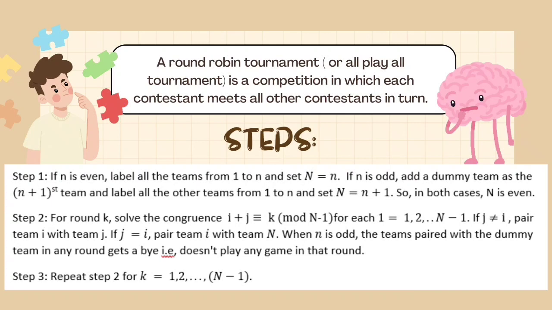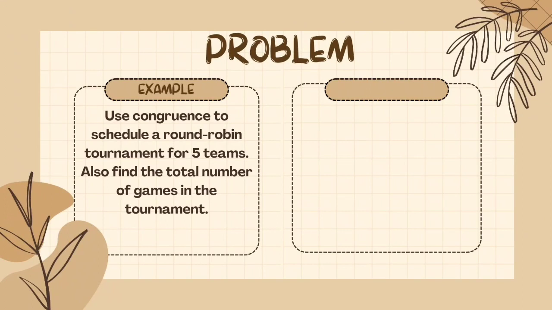Now let's proceed to the last step, which is step 3. Repeat step 2 for k equal to 1, 2, until we reach N minus 1. Now, let's proceed to our example. For example, use congruence to schedule a round-robin tournament for 5 teams. Also, find the total number of games in the tournament.